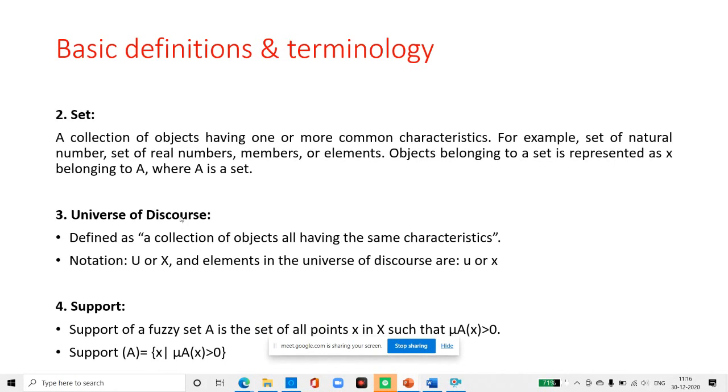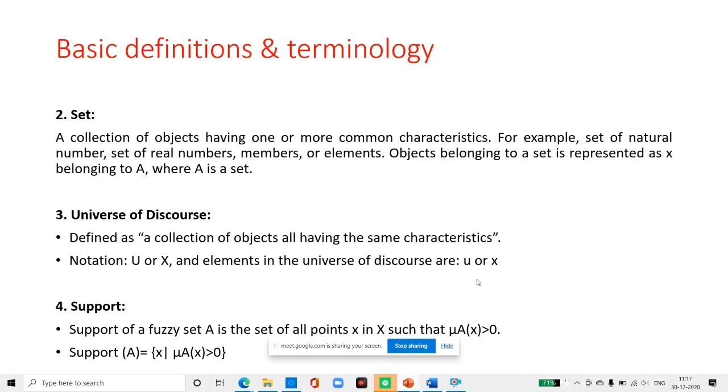Then what is the universe of discourse? It is defined as a collection of objects all having the same characteristics, called the universe of discourse. The notation for the universe of discourse is capital U or X, and the elements in the universe of discourse are small u or small x.